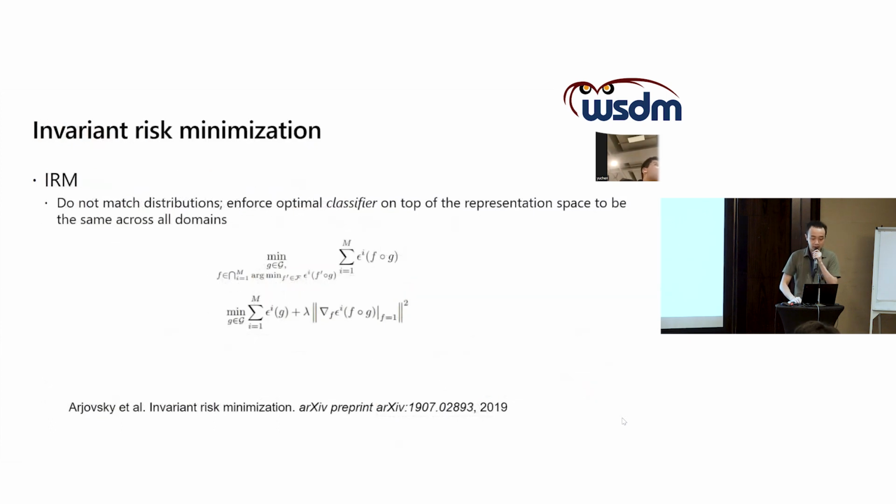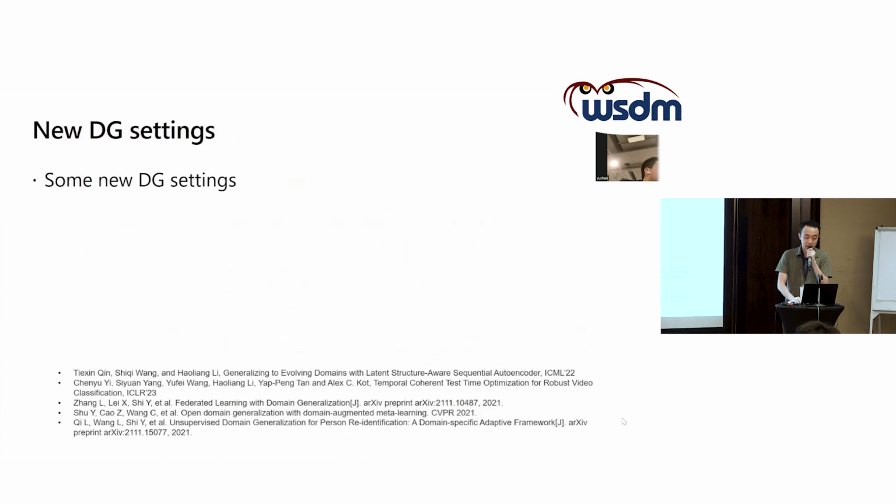Okay, so I think that's all about this first part. For the second part, I want to introduce some new settings for domain generalization, and besides that, I also want to introduce how, so far, we talk about how machine learning can contribute to this domain generalization problem.